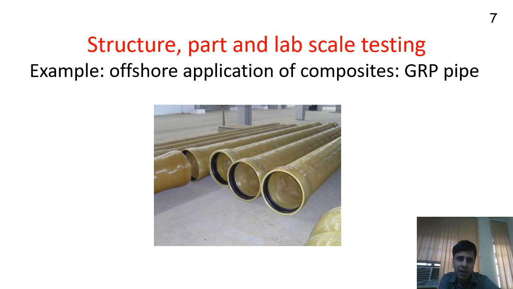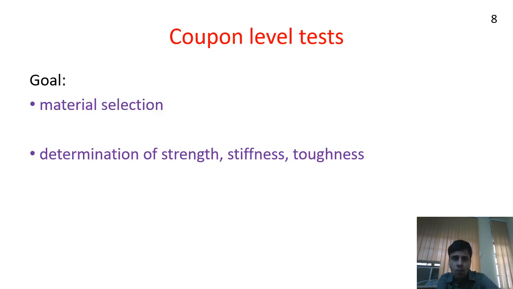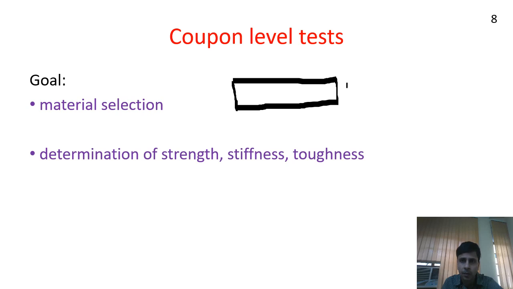Let us take the example of an offshore application of composite, which is a glass fiber reinforced pipe. They look like the image. So let us say normally these were made of aluminum and you want to replace them with glass fiber reinforced plastic. So before replacing, what are the different tests that you have to do? First of all, you will do a coupon test. A coupon test is basically some sort of a flat sample where you make a flat sample and you apply a force. I'm sure most of you have done this or seen some type of tests.